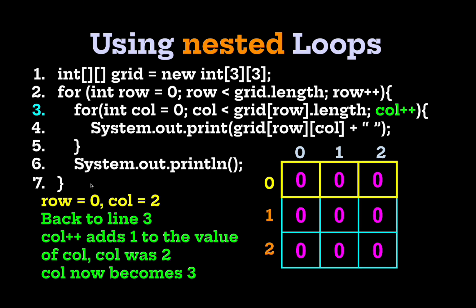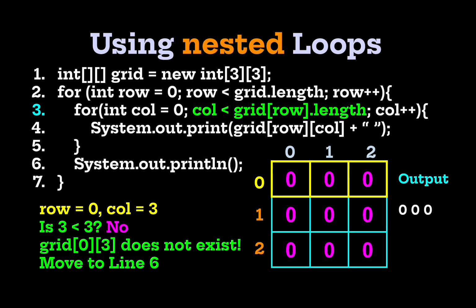It goes back again to line 3 and adds 1 to the last value, 2. If we add 1 to that, we now have col becoming 3, right? And then we ask ourselves the same question: is 3 less than 3? Well, the answer is no, because look at this. We don't have any part on this diagram where we have grid 0, 3. We don't have a third column index, right? We have an index of 2, and that's the maximum we can possibly get.